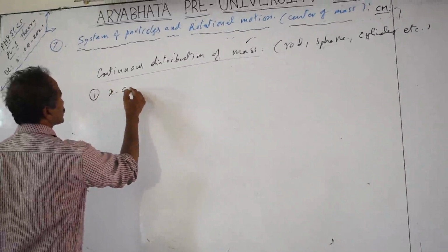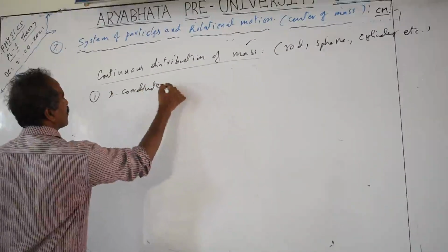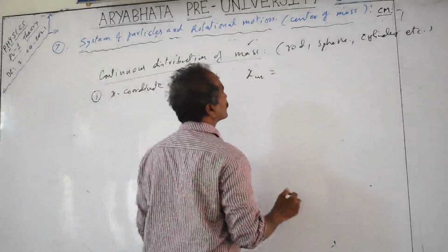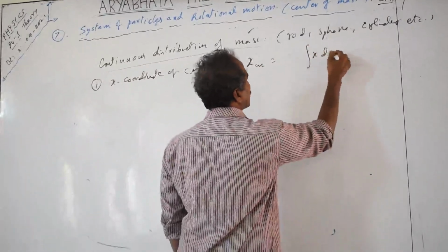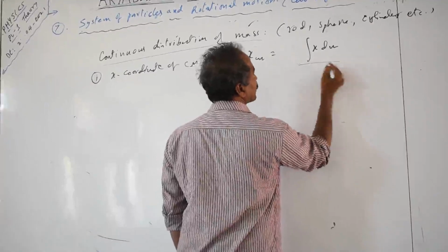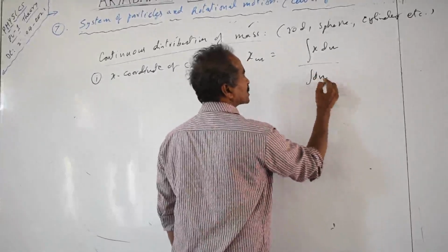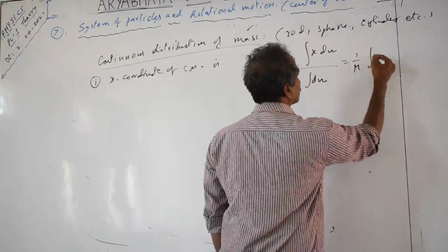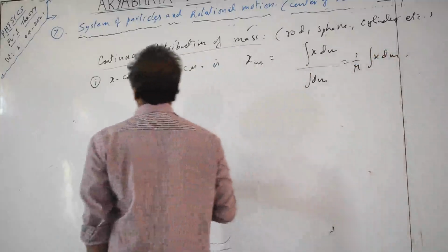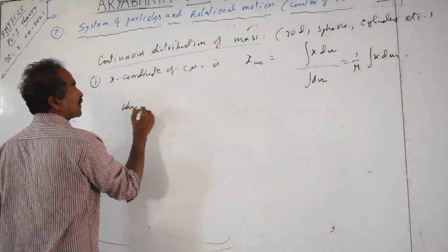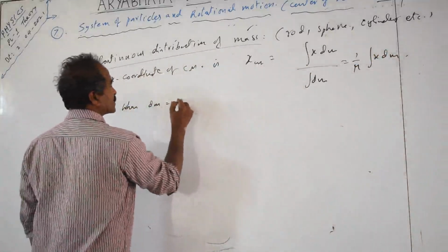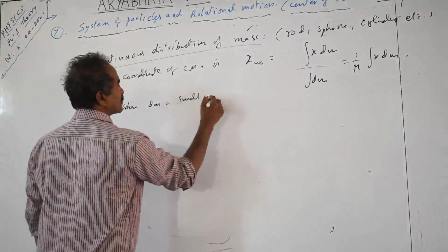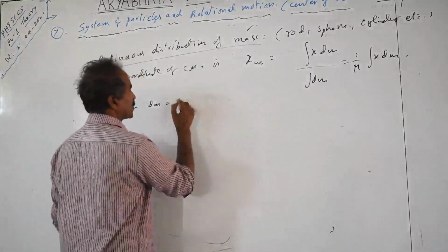The x coordinate of the center of mass is xcm equal to the integration of x dm divided by the integration of dm. The integration of dm is M. dm is a small mass we consider. This can be written as 1 by M into the integration of x dm, where dm is a small mass, the mass of a small portion we take.